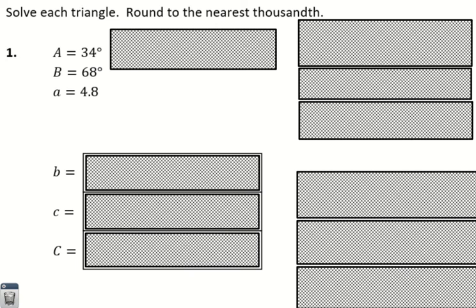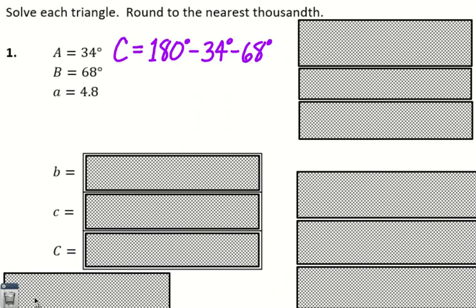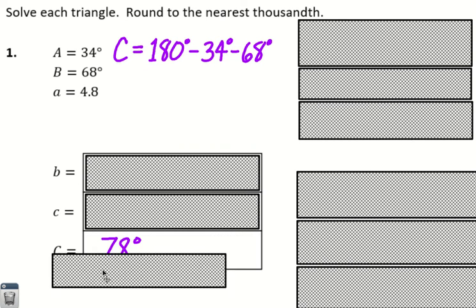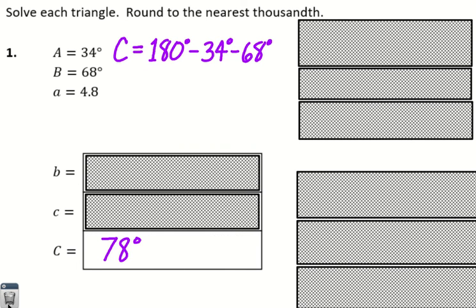And when you look at what you are given, angle A and angle B, if you're given two angles right away, like 2 out of the 3 angles, just subtract them from the full 180 degrees to figure out the third and final angle. So angle C should be 78 degrees.